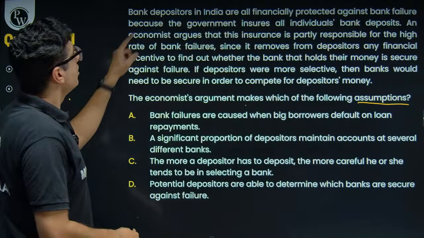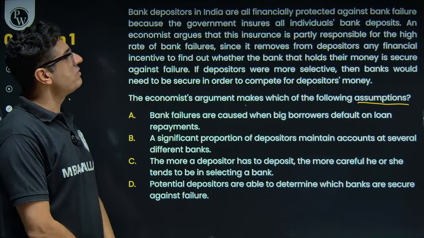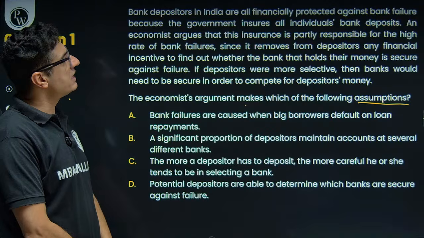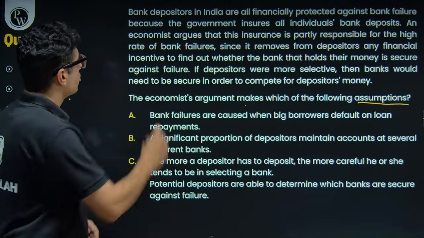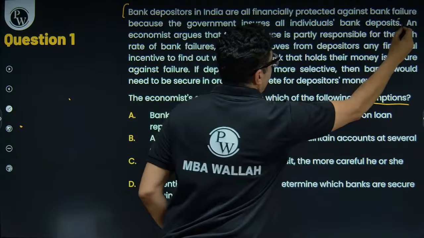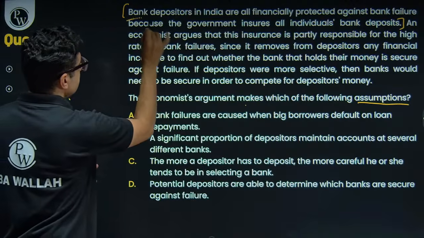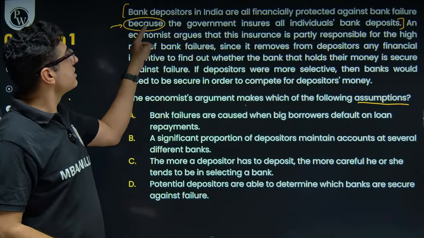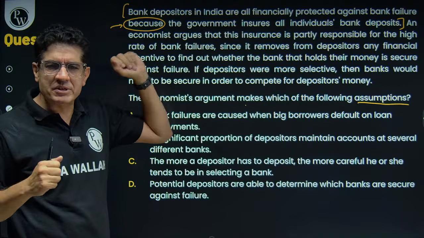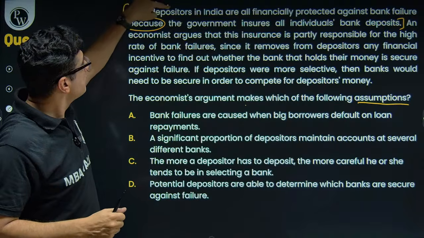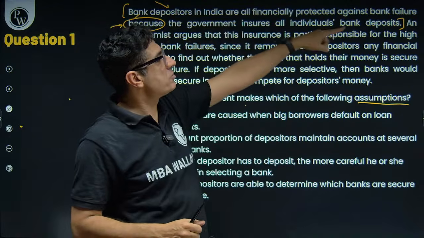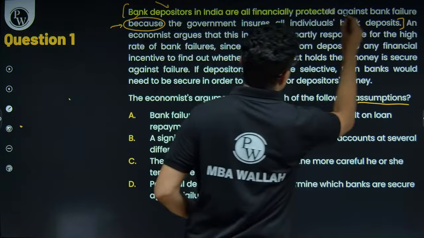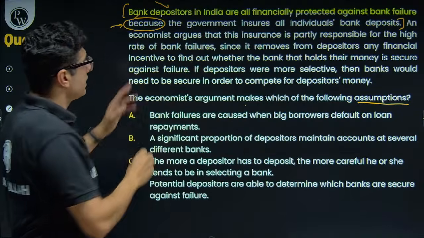Okay. So bank depositors in India are all financially protected against bank failure because the government insures all individuals' bank deposits. So you notice we have an argument here. How do I know I have an argument? Well, because "because" is a premise indicator. Whatever is stated after "because" is obviously going to be a premise. And since it supports "bank depositors in India are all financially protected," that part automatically becomes our conclusion. So I'll just highlight it. Okay, let's read it further.